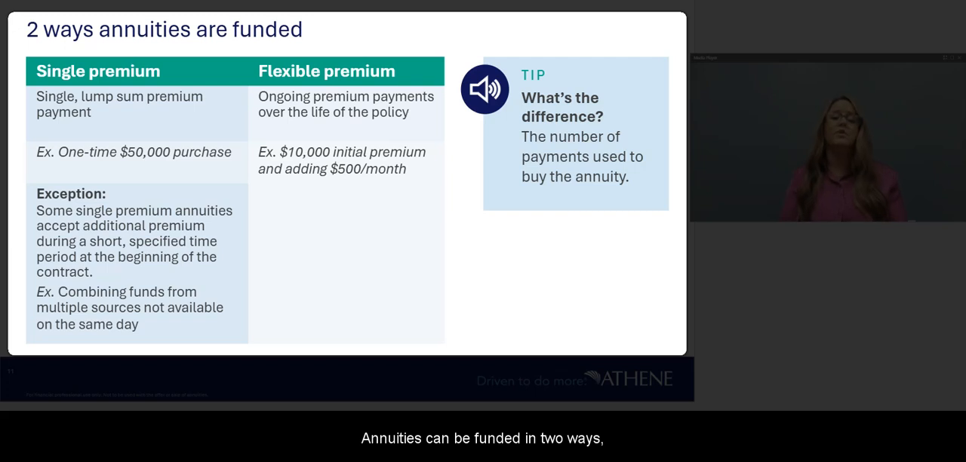Annuities can be funded in two ways: either a single premium, which is when all funds are received at the same time the application is issued, or a flexible option. Some single premium contracts may be considered modified and allow additional premium within a specified time frame, for example, in the first year. With a flexible premium, the customer can add additional premium to their contracts over the life of the policy. For example, adding $500 per month to help grow that annuity.